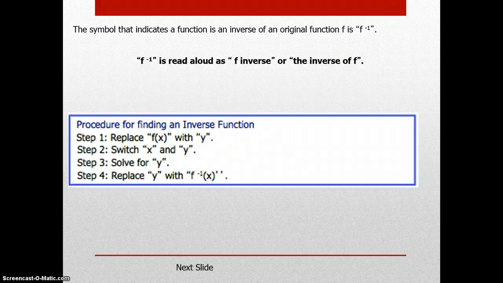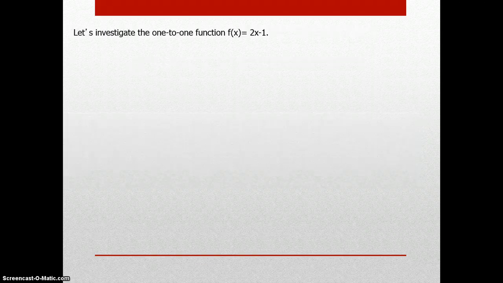To do this, there are 4 steps that we're going to do. First thing we're going to do is replace the f of x, or whatever the function's name is, with y. We're switching the x and y. We're going to solve for y. And then we're going to replace y with f inverse of x. And we'll see how this goes in our video. So let's investigate this one-to-one function. I have f of x is equal to 2x minus 1.